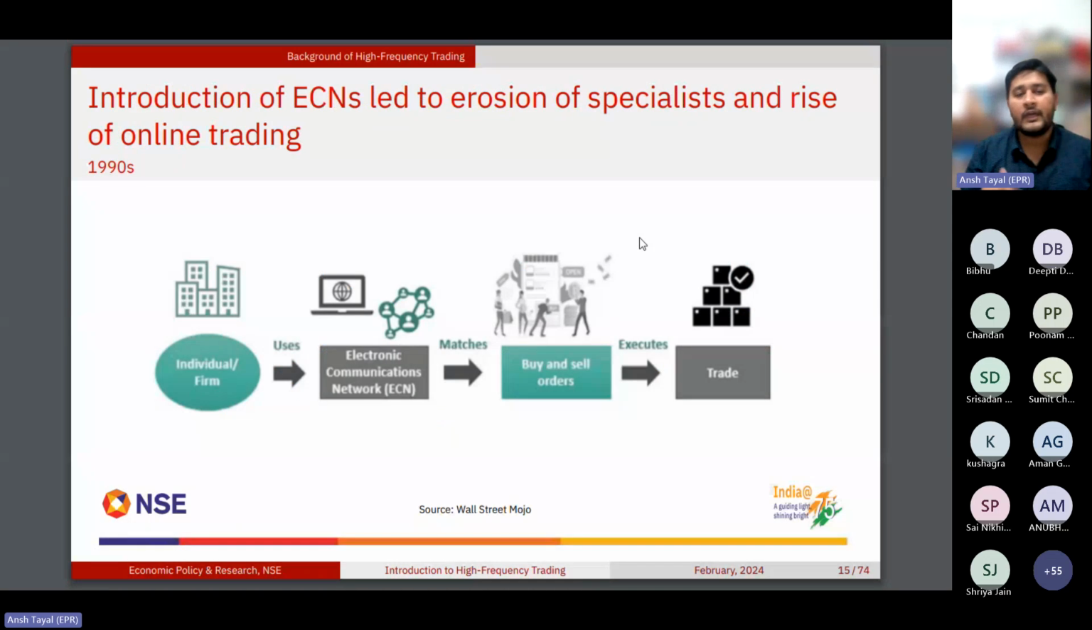So what happened next in the 1990s was the introduction of the electronic communication network. This completely removed the need for a floor broker. It provided an electronic communication network where I, as a retail investor, could directly trade through a trading member. I could open a demat account with a trading member and directly place an order which would get matched at the exchange. So this led to the rise of online trading, because now it was very easy for everyone to participate in this area.